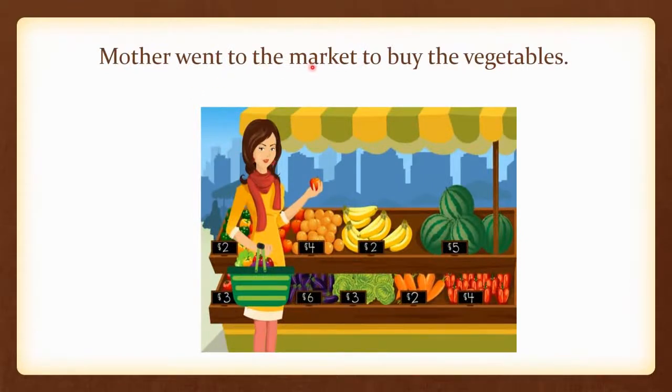Mother went to the market to buy the vegetables. Now mother has already written the list of what she wanted to buy. So now she goes to the market to buy these things. Students, from where do we buy all these things? Fruits, vegetables. Yes, we buy them from the market. So mother went to the market to buy these things. As you can see in the picture, mother is buying some apples. She has an apple in her hand.